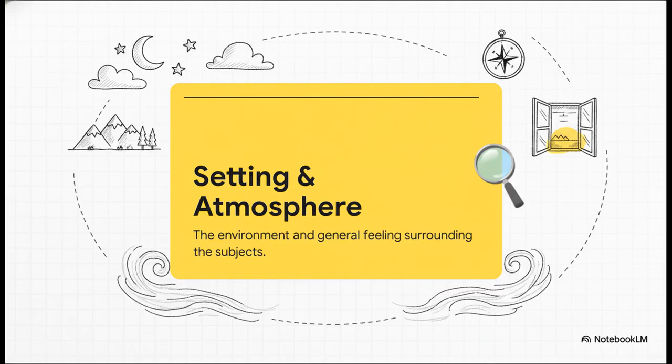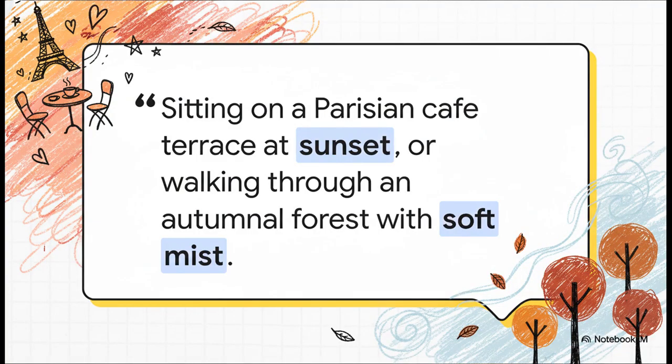Okay, next up, setting and atmosphere. This is where you build the world. You're setting the stage. And honestly, the environment is one of the most powerful ways to control the whole mood and aesthetic of your picture. I love these examples because you can instantly picture them, right? Parisian cafe at sunset just feels romantic. Autumnal forest with soft mist feels quiet, maybe a little mysterious. See? The setting is the mood.